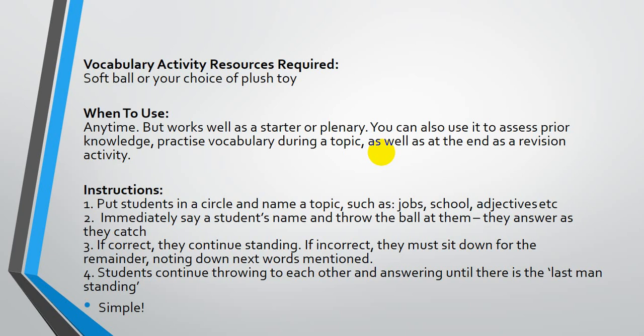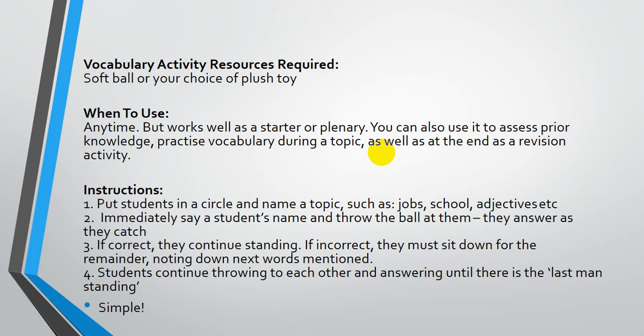Okay. Next, instructions on how to play the game. First, put students in a circle and name a topic that I have given to you before, for example, jobs, school, adjectives, and etc. Number 2, immediately say a student's name. You call their name, just one, and throw the ball at them. They will answer your question after they catch the ball.